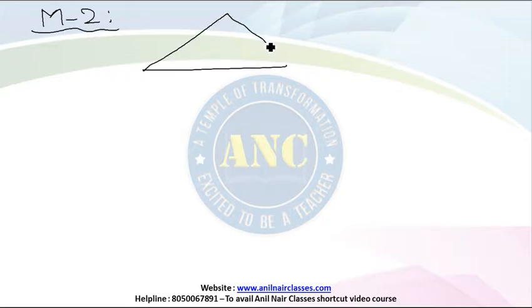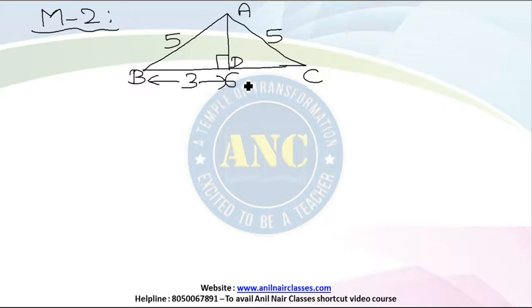The question says equal side value is 5, right? So this is ABC. 5 and 5 are equal sides. 6 is the unequal side. That means if I drop a perpendicular onto the unequal side, this BD value will be 3, and similarly this DC value will also be 3.